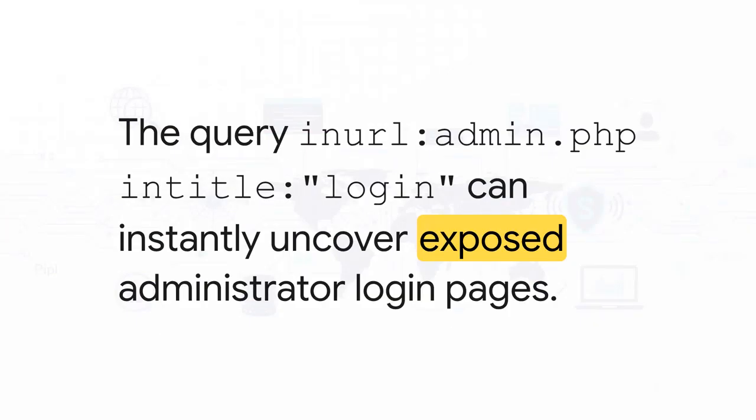So take a look at this. This little line of text right here, this is a perfect example of a Google dork. Just by typing something this specific into Google, you can potentially find thousands of unsecured administrator login pages that were accidentally left open to the entire internet. It's a perfect illustration of how powerful this technique really is.